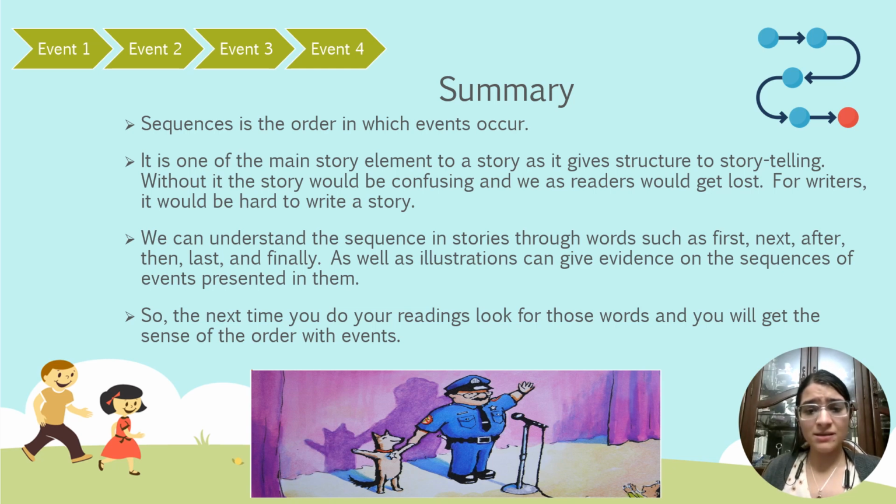We can understand the sequence of stories through words such as first, next, after, then, last, and finally, as well as illustrations, which can give evidence of the sequence of events present in them. So the next time you do your reading, look for those words and you will get a sense of the order of events. That is all for this lesson.